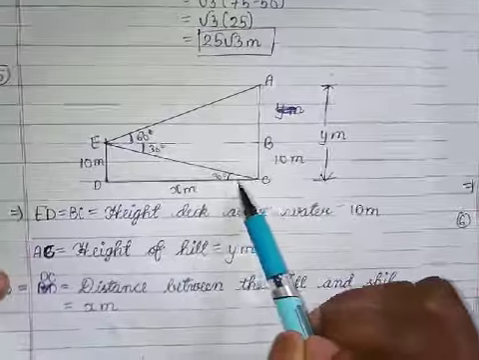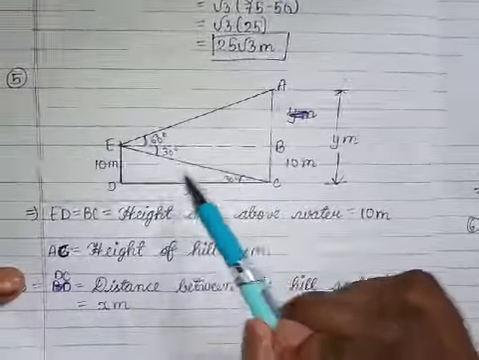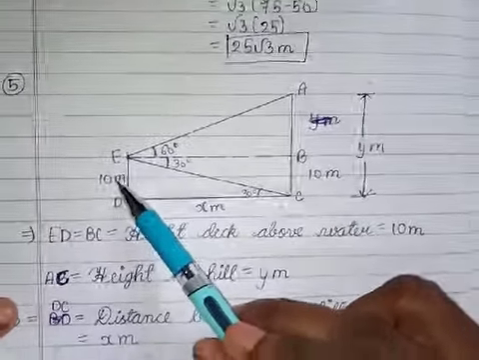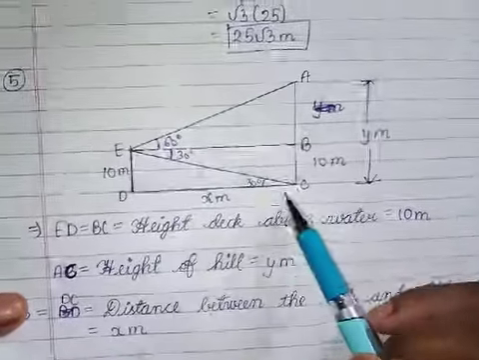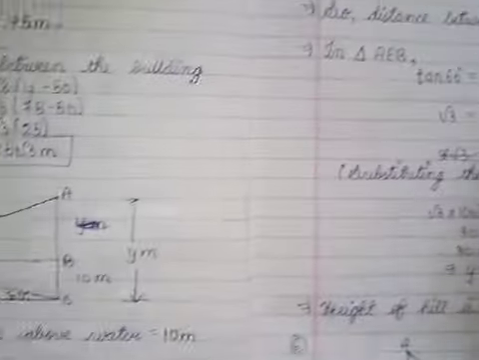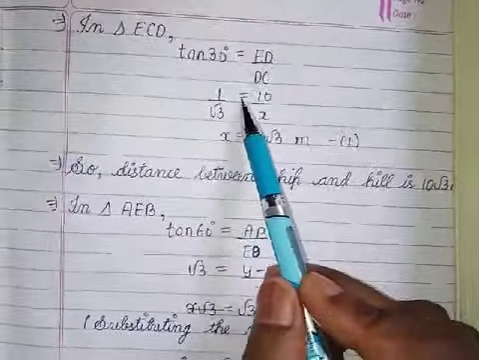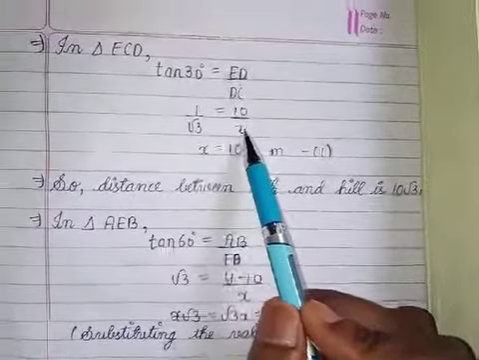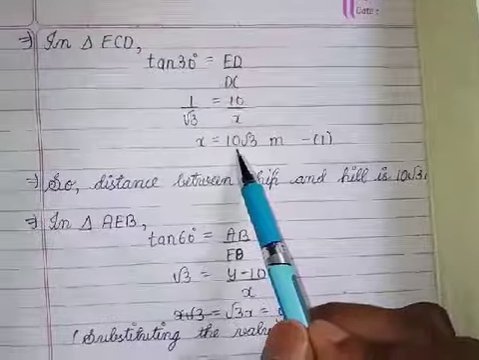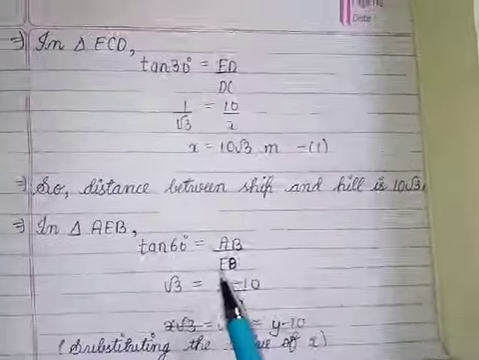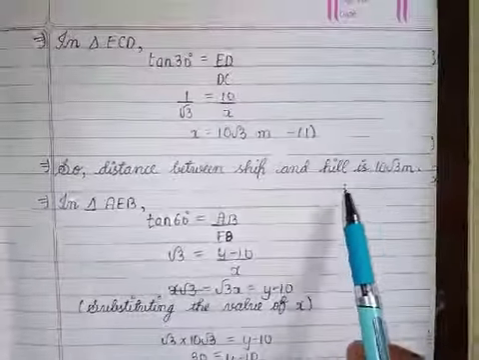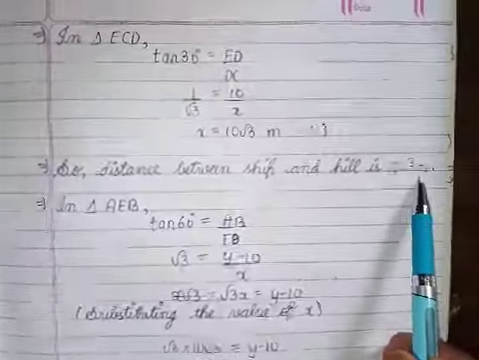Okay, triangle ECD. What do you get? tan 30 is equal to ED upon DC. So tan 30, which is 1 by root 3, is equal to 10 upon x. If you cross multiply, x is equal to 10 root 3. So the distance between the ship and the hill is 10 root 3.